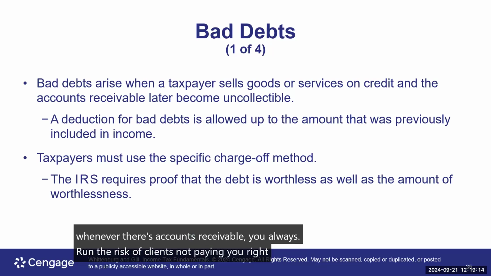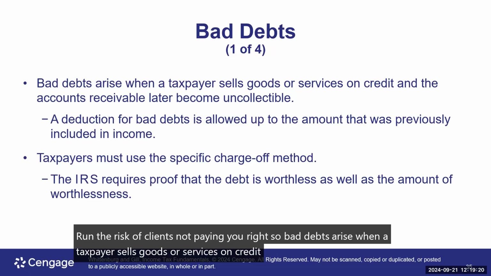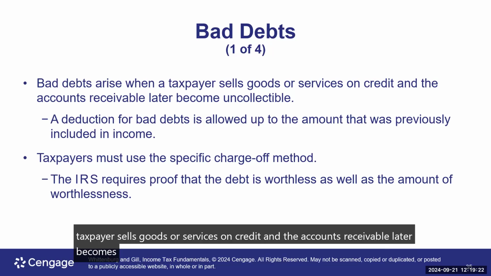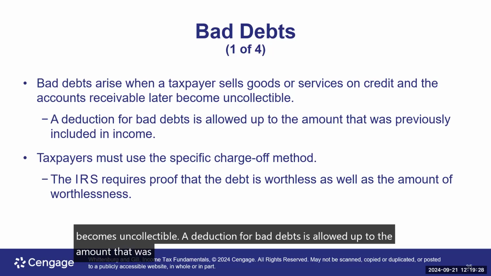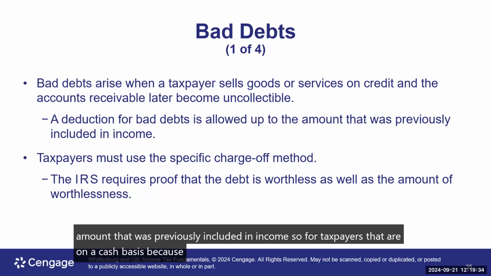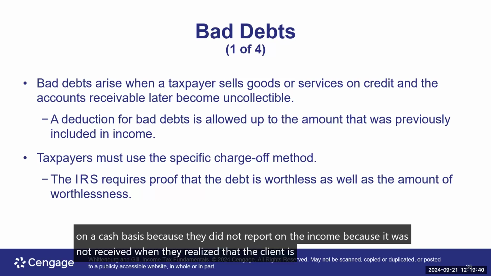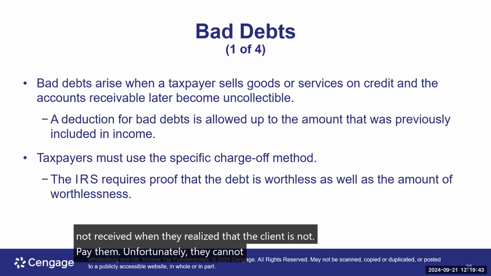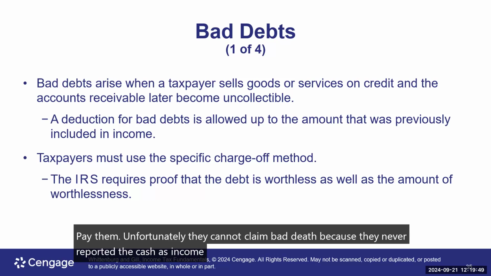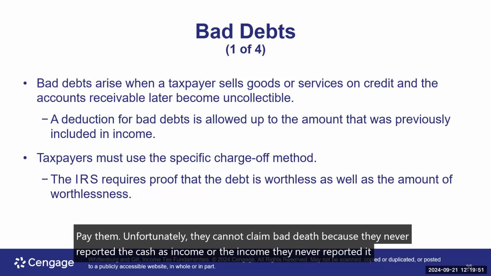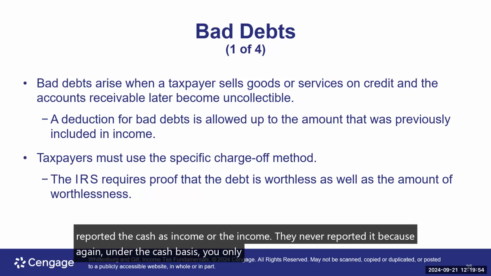Bad debts arise when a taxpayer sells goods or services on credit and the accounts receivable later becomes uncollectible. A deduction for bad debts is allowed up to the amount that was previously included in income. So for taxpayers on a cash basis, because they did not report the income since it was not received, when they realize the client is not going to pay them, unfortunately, they cannot claim a bad debt, because under the cash basis, you only record income when you receive it in cash.